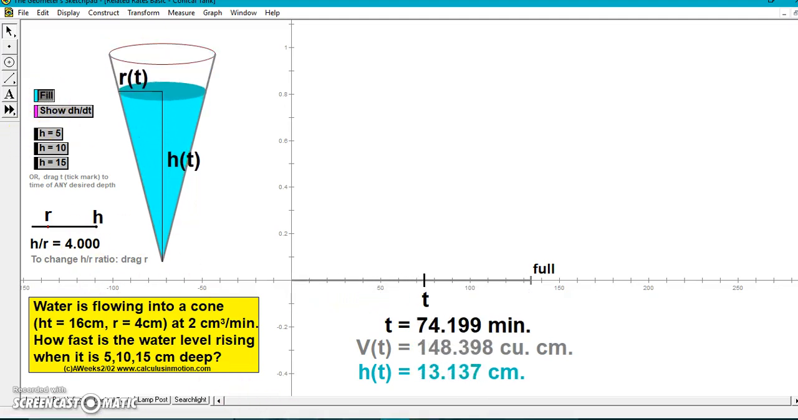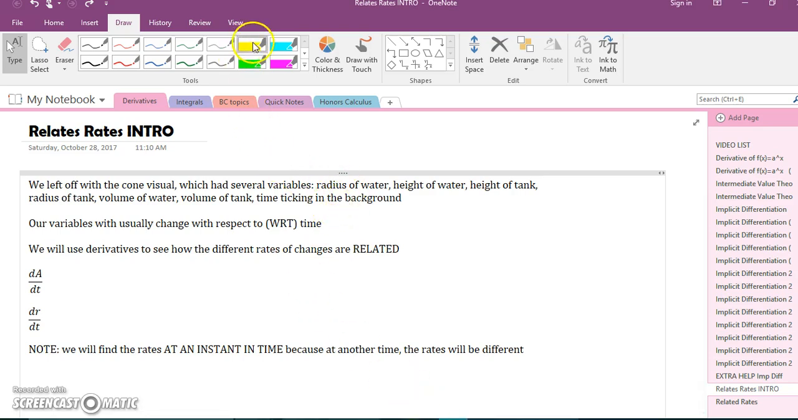And in this scenario here, we have more than just two variables going on. There's not just an x and y. We have radius of the tank and the water. We have height of the water and the tank. And we have volume of the water and total volume of the tank, the capacity. And we always have this time ticking in the background.